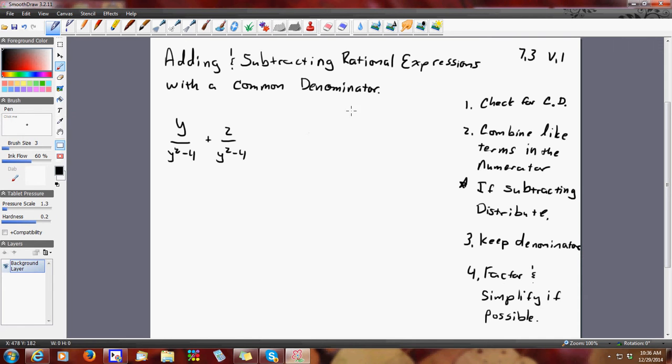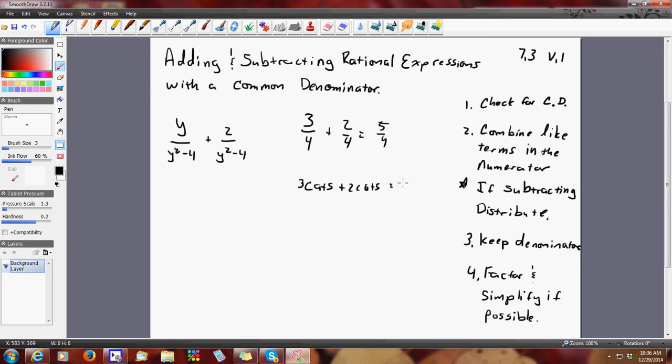So we're going to add and subtract rational expressions with a common denominator, and I'm hoping, I really am, that you remember how to add and subtract fractions with a common denominator. Let's say I had 3/4 and I had 2/4. How many quarters do I have? It's 5/4, and that's the same as if I had 3 cats plus 2 cats.